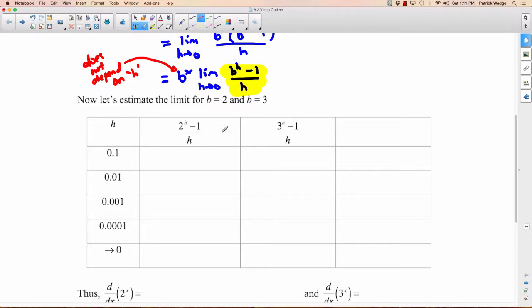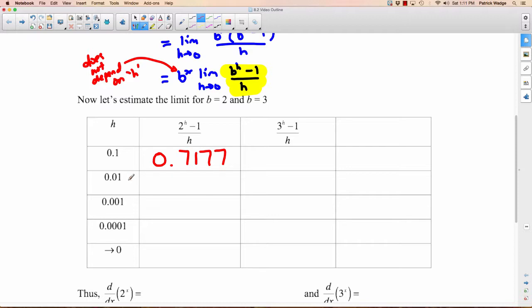But basically, if I took an h value that's very close to 0, right? That's what we're doing, we're approaching 0. So why don't we start with 0.1? If I put 0.1 in here, I'd have 2 to the 0.1, get that answer, take away 1, and then divide all that by 0.1. And if you do that, you're going to get 0.7177. Again, I don't think there's any point in me showing you this in a calculator.